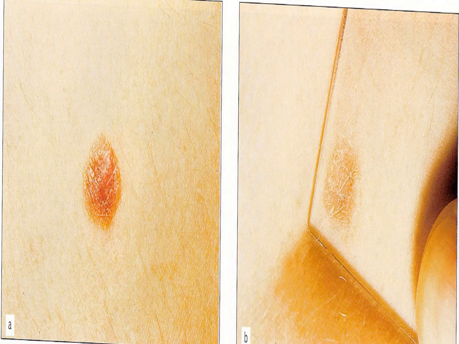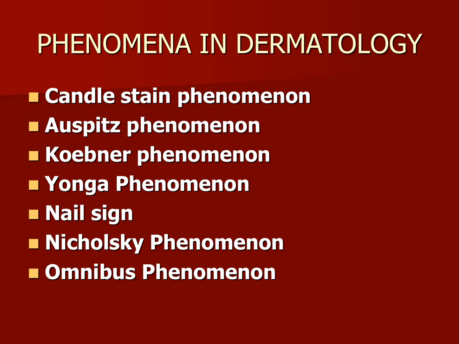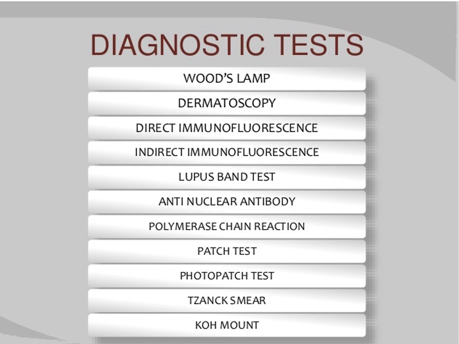This is the dermatoscopy process. When we press glass, there are phenomena in dermatology, for example candle stain phenomenon, Auspitz phenomenon, Koebner phenomenon, Jadassohn phenomenon, nail sign, Nikolsky phenomenon, omnibus phenomenon. Each of these phenomena we will meet in future days. Dermatoscopy, direct immunofluorescence, indirect immunofluorescence, lupus band test, antinuclear antibody, polymerase chain reaction, LE cell reaction, patch test, Tzanck smear, and others.